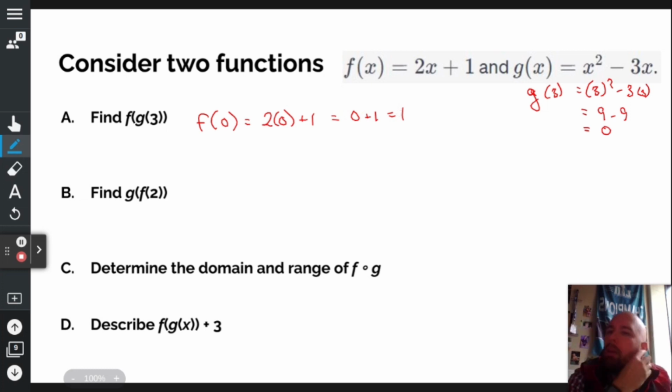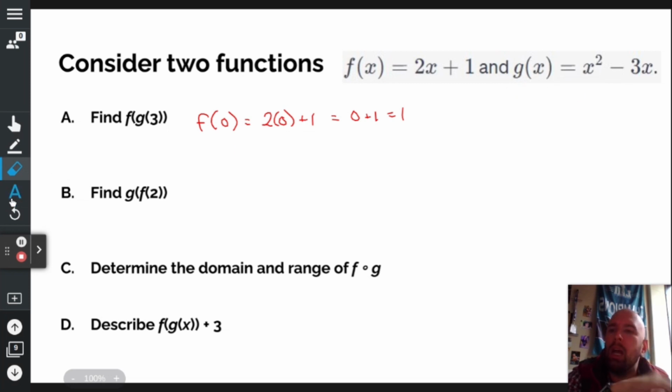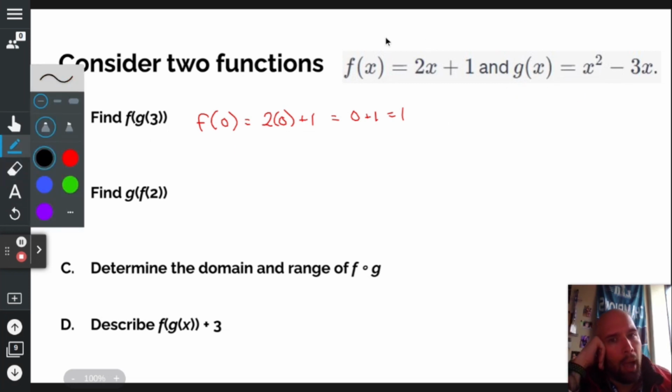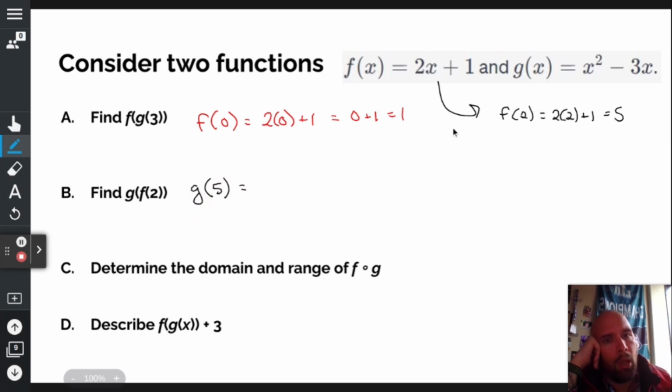Bang! Now this guy I'm working a little backwards. Now I want g of f of 2. So f of 2 is going to be 2 times 2, which is 4, plus 1, which is 5. So I need g of f of 2, which means g of 5. g of 5 is going to be 5 squared minus 3 times 5. So 25 minus 15, which is 10.